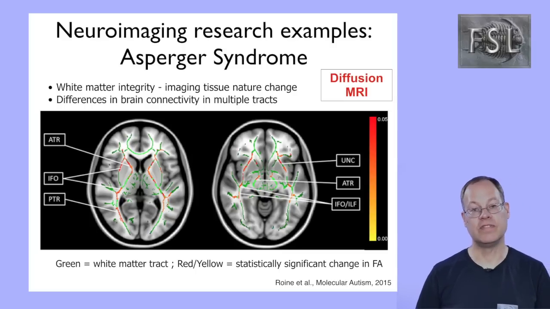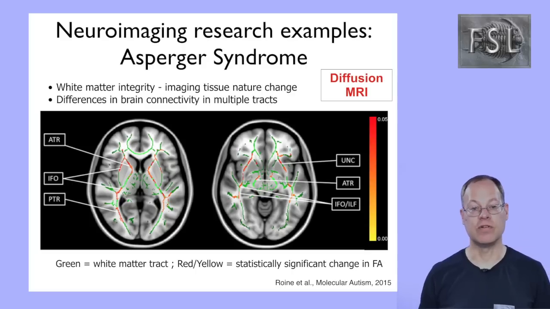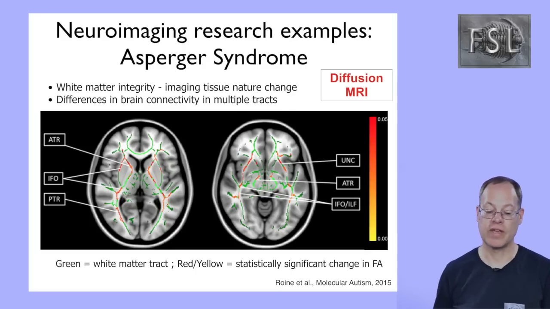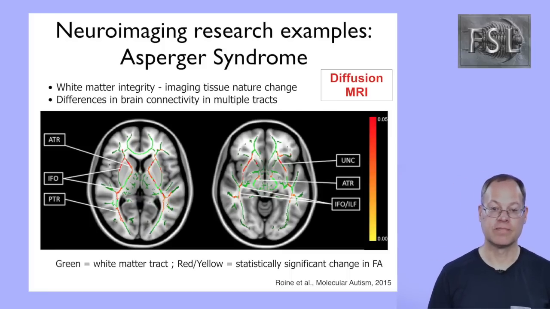This is an example of a study in Asperger's syndrome where it looked at comparing a couple of different groups, one with Asperger's and one without, to look at whether there was a noticeable change in the properties of the white matter.